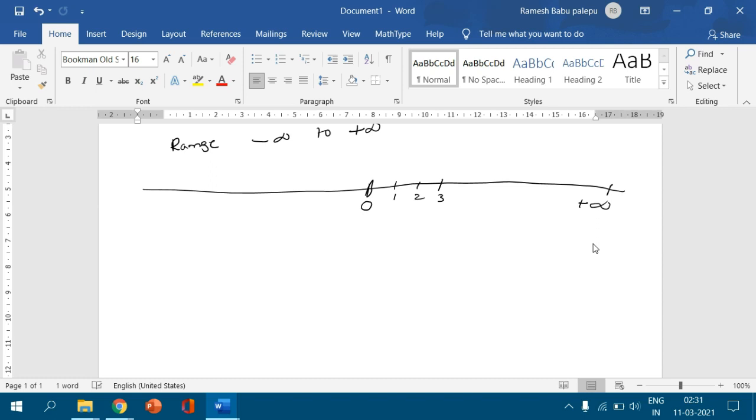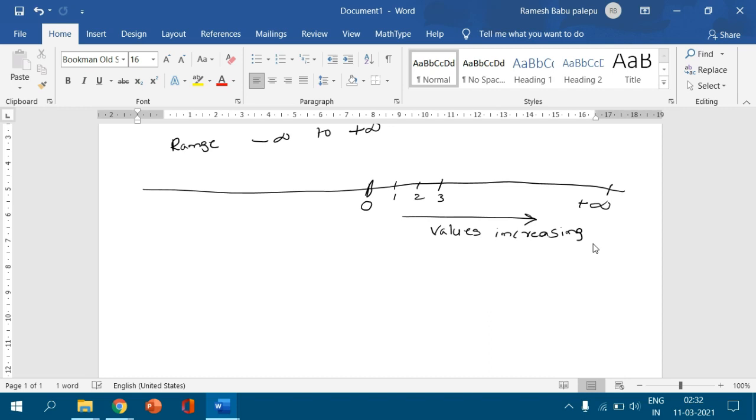That means as we go from 0 to the right side of the number line, the values of the numbers are increasing.